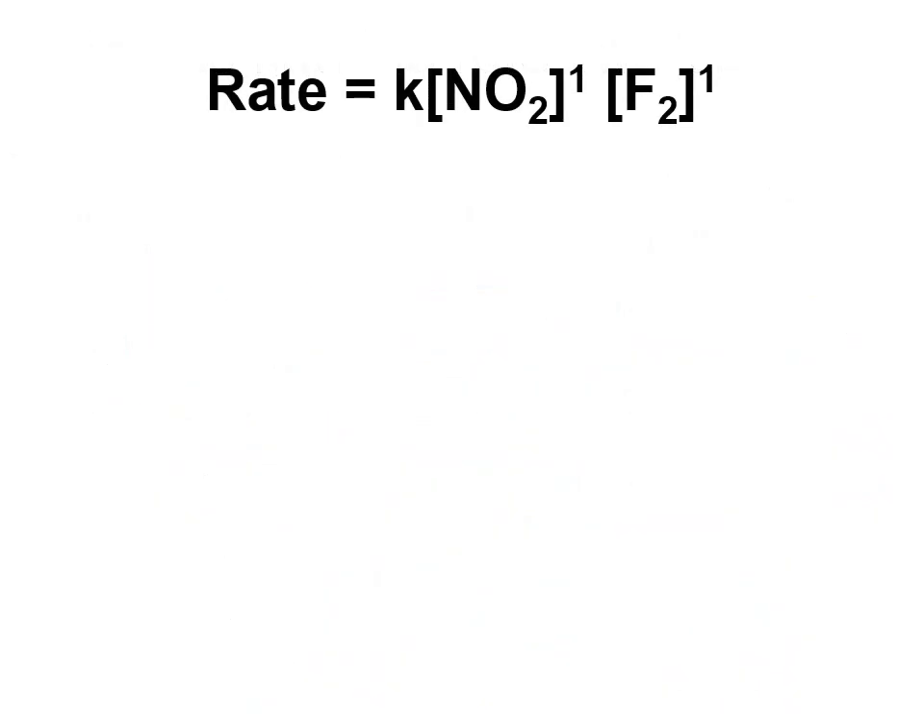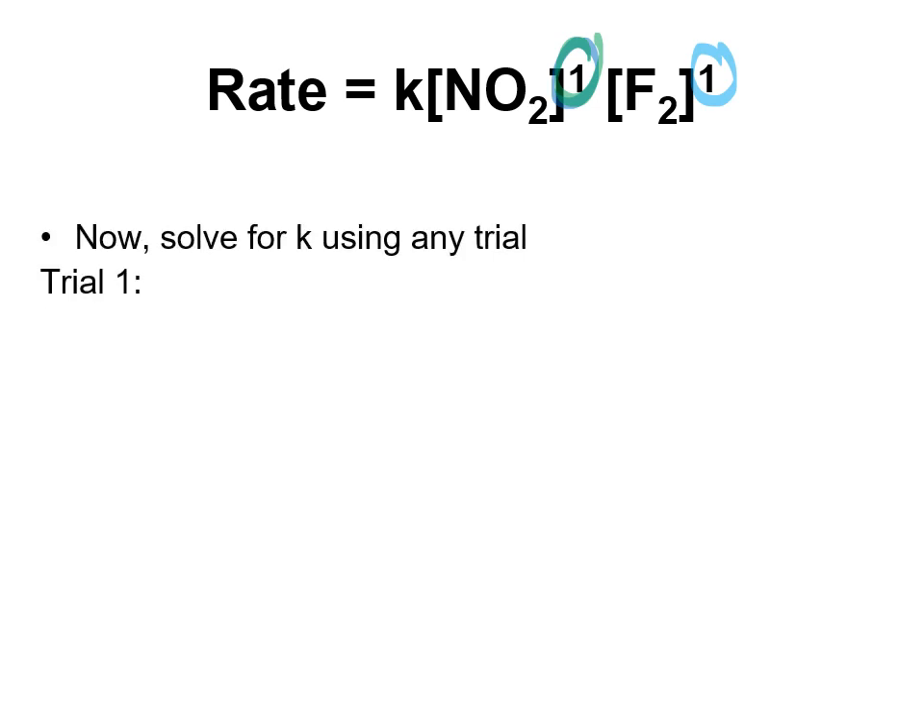So there's our rate law. We know that the effect of NO2 has a linear effect on the rate, and so its exponent must be 1, m equals 1. And the effect of F2's concentration change also has a linear effect on the rate. The n value, the exponent, must also be 1. Now we can solve for k. Since we've solved for two of the variables, we can now solve for the third variable k.